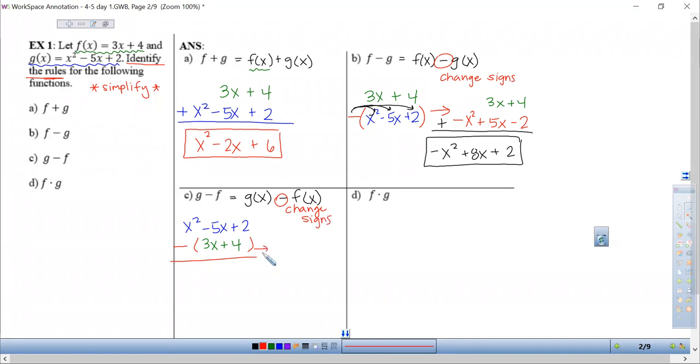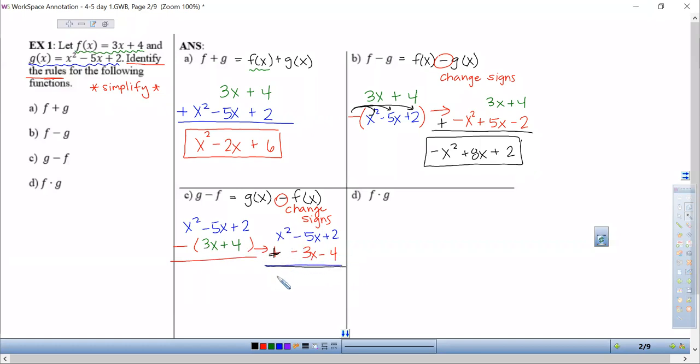So that means that this turns into, we're going to add negative 3x minus 4 instead of subtracting, right? So subtracting we're thinking about as adding the opposite. So we're keeping g of x as it was written, and then we're going to add the opposite of f of x to that, right? So we change 3x plus 4 into negative 3x minus 4.